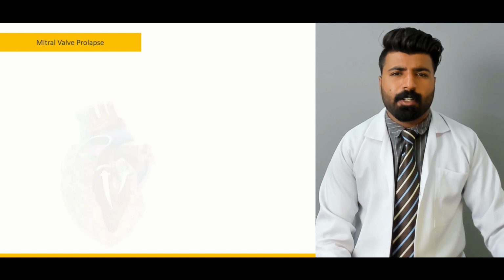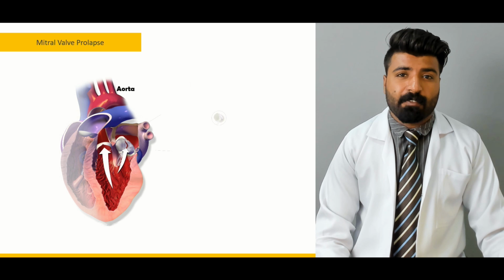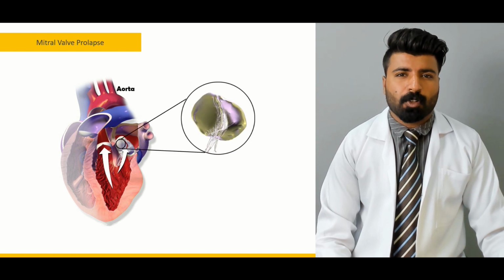Now let's talk about mitral valve prolapse. This word gives off the pathology. The mitral valve is prolapsed. Where does the mitral valve lie? The mitral valve lies between the left atrium and left ventricle. So what's going to be the pathology of it?